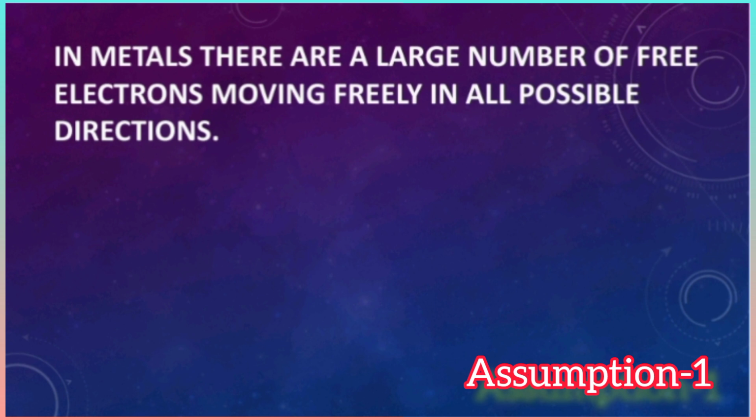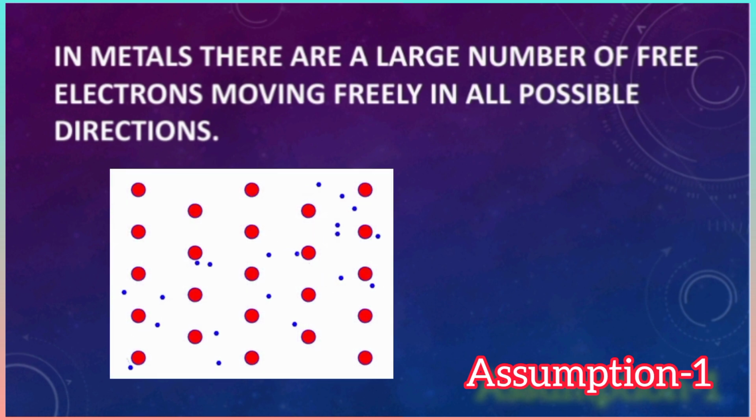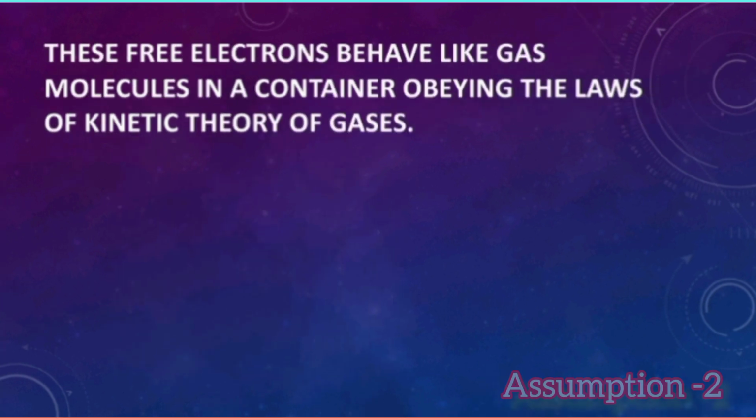Assumption 1. In metals, there are a large number of free electrons moving freely in all possible directions. So in a metal, there will be plenty of atoms where individual atoms will have free electrons, and they will be moving freely in random directions.